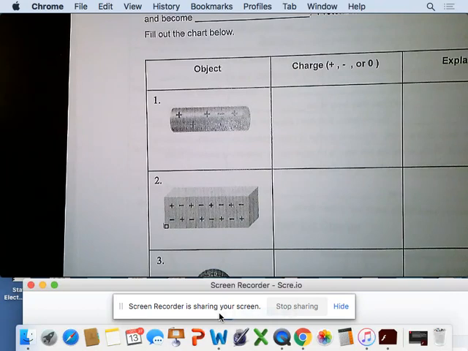Okay, remember that the only subatomic particle that can be transferred are the electrons. The protons can't be, okay? So if electrons move to an object, because the electrons are negative, that object will become negative.